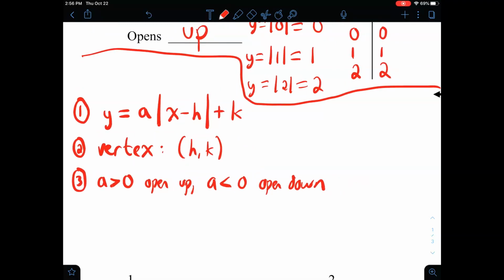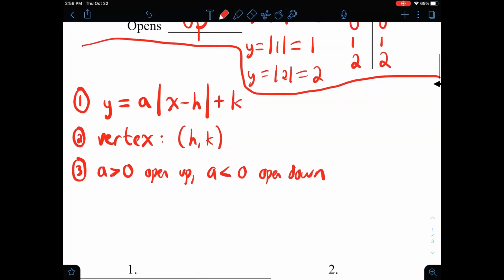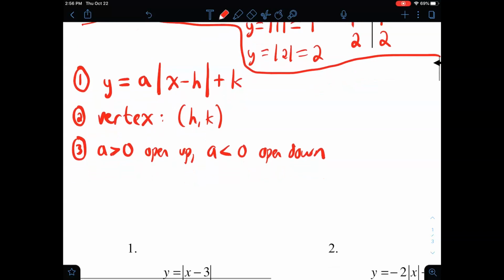Well, what does that mean? If a is greater than 0, what numbers are greater than 0? Positive or negative? Positive numbers. So if a is positive, it's going to open up. And if a is less than 0, which means it's going to be a negative number, it's going to open down. So automatically, if you see a -2 right here, it's going to be like, oh, it's negative, it's going to open down. If you see a 5 right here, oh, it's positive, it's going to open up.